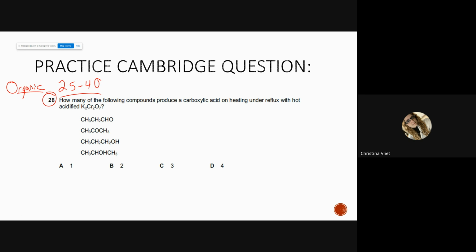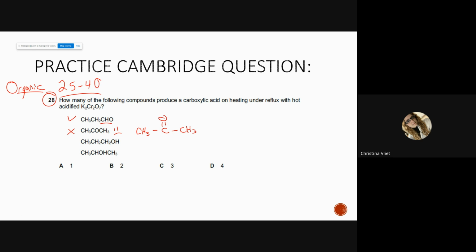So you can definitely prepare for 25 to 40 to be questions on organic. Here we go. How many of the compounds produce a carboxylic acid? Does the first one give you a carboxylic acid? Do aldehydes become carboxylic acids? Yes, they do. Always. Do ketones? This is a ketone, right? If you write it out, you'll see this is a ketone. Is that going to become a carboxylic acid? No. That's how you pick it, sad ketone.